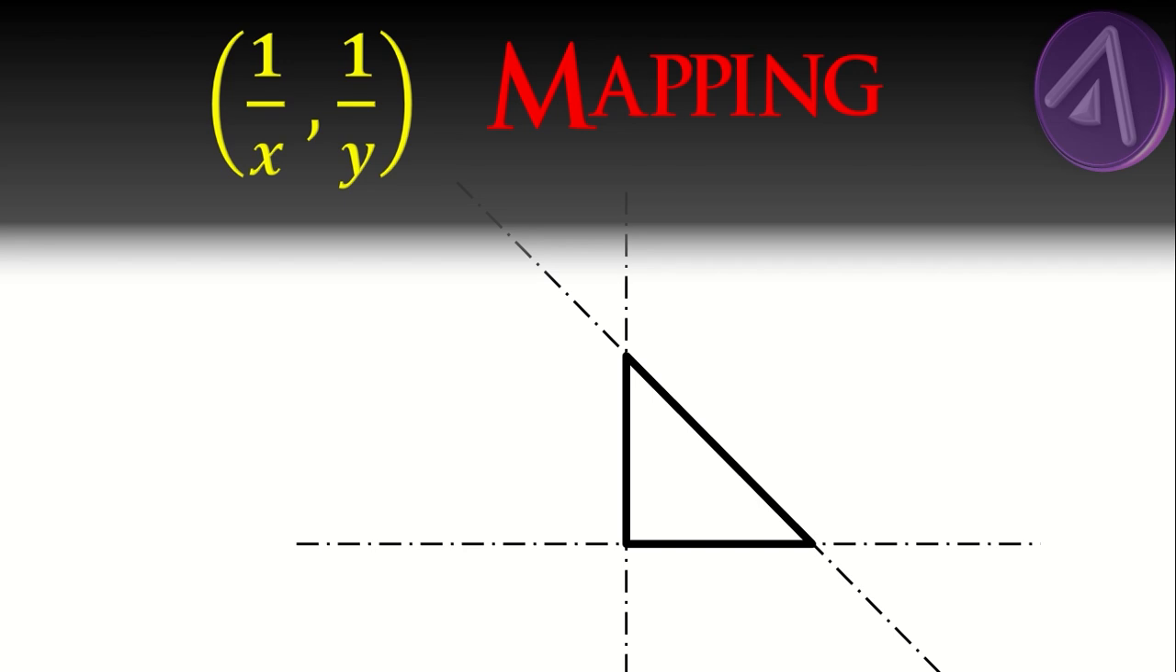In this lesson, we are going to study how to map a function in a geometric region. So, for example, we have a triangle and we want to know what happens if we map the triangle with the 1 over x and 1 over y mapping. So let's read the question.